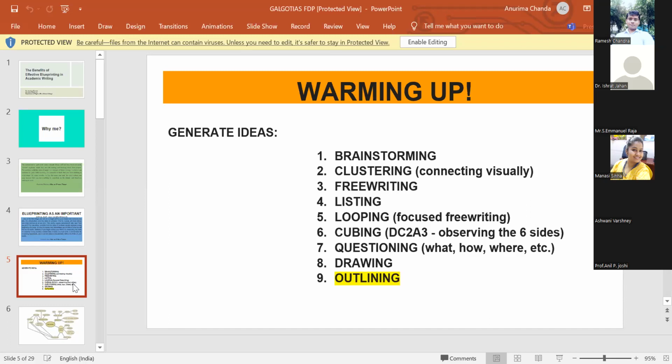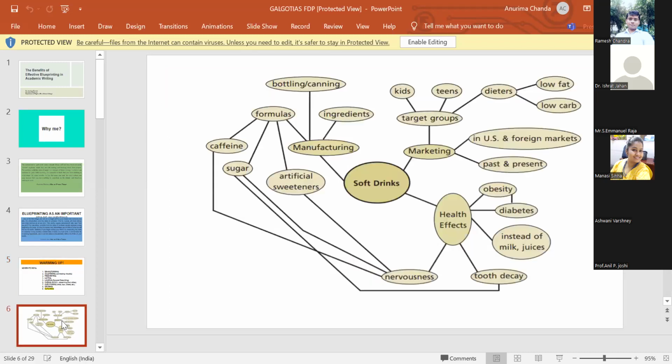So you will have to navigate through these various techniques and find the one that suits you the best. Customize these techniques according to the way that you feel you'll be able to do justice to your writing. So clustering itself is something where you connect visually. Just to give you a very quick look at how clustering is done.